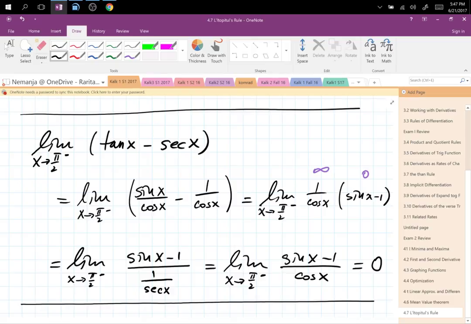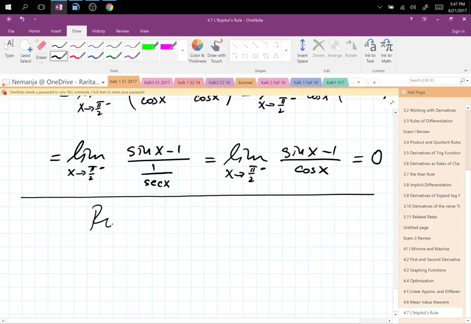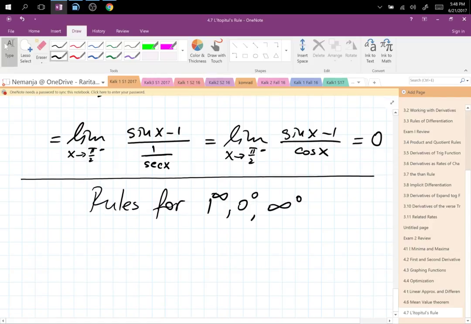So here I have these 3 forms, and all of these forms will utilize ln, logs. So, rules for 1 to infinity, 0 raised to 0, and infinity raised to 0: use ln, natural log. So what's happening here?